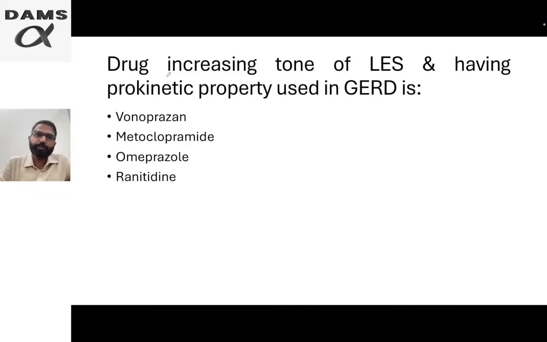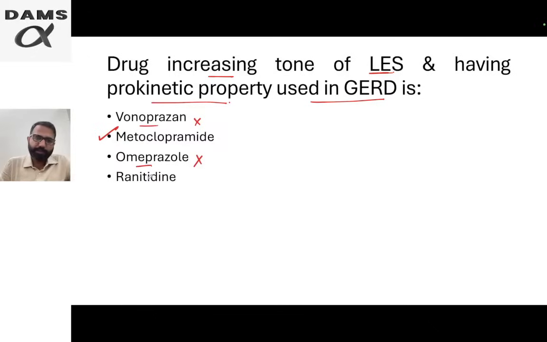Again, this was the question. Many students got confused. Drug increasing the tone of lower esophageal sphincter, having prokinetic property, used in GERD. Now see, we are using all these drugs in GERD. We can use vonoprazan in GERD. We can use omeprazole, but these are not prokinetic. What is the prokinetic? The prokinetic drug out of this is metoclopramide.